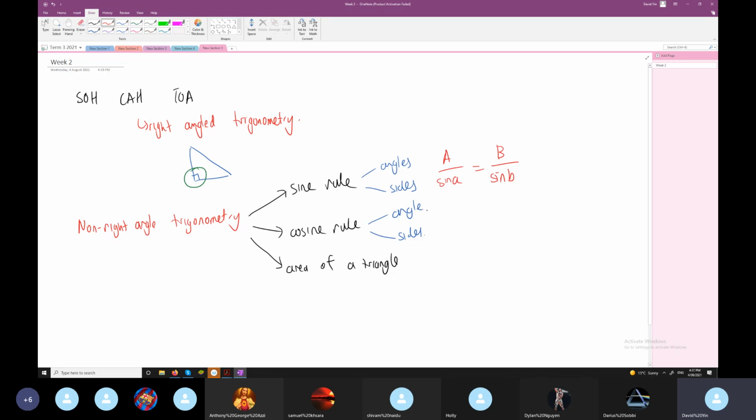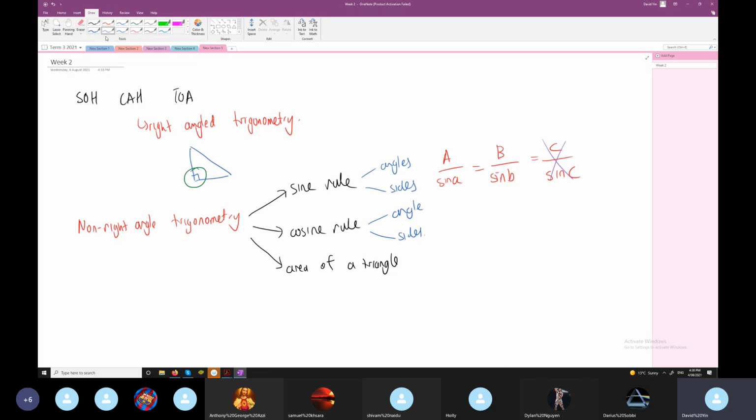Now, the way you might see it in your textbook, or the way your teacher might present it, is they'll also have the C over sine C part. I don't really teach that because it's useless. You don't need to worry about that C over sine C stuff. Most of the time when we're solving an equation, we only want one equal sign. This kind of expression at the end is redundant, so I would forget about it. The main thing to remember is that it's A over sine A equals B over sine B.